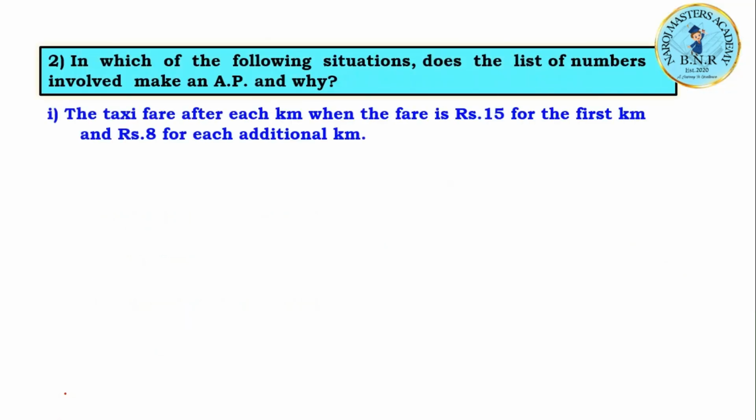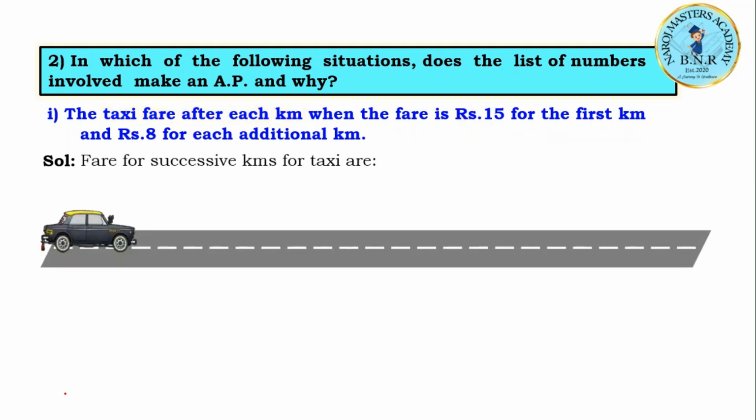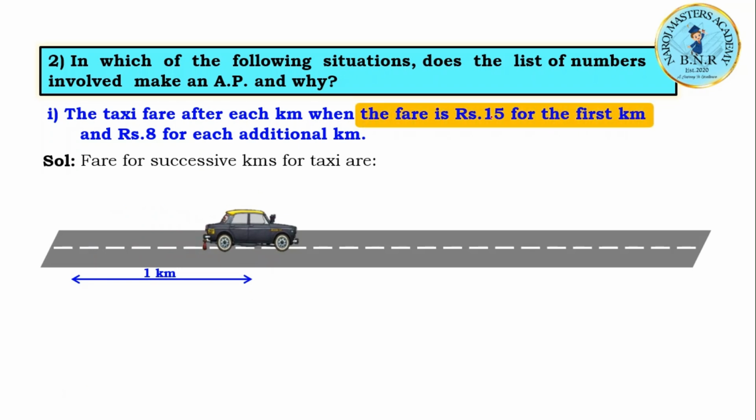Okay. The taxi fare after each kilometer, when the fare is Rs 15 for the first kilometer and Rs 8 for each additional kilometer. Let's make a list of the fare for successive kilometers for the taxi. The first kilometer is how much? 15 rupees. Am I right? So the fare is Rs 15 for the first kilometer, and thereafter for each additional kilometer, 8 rupees.